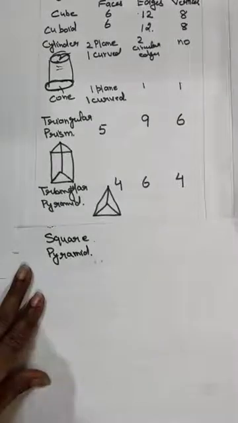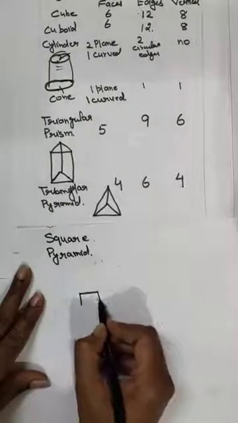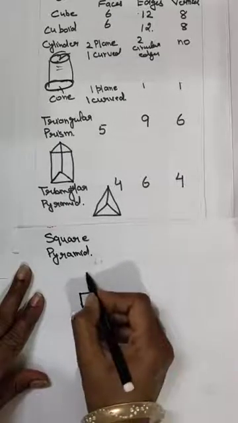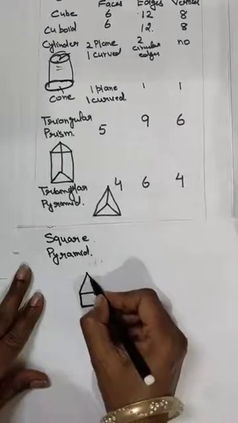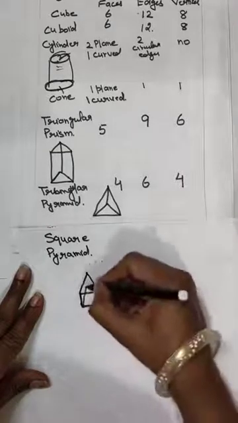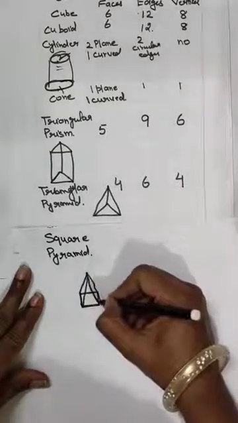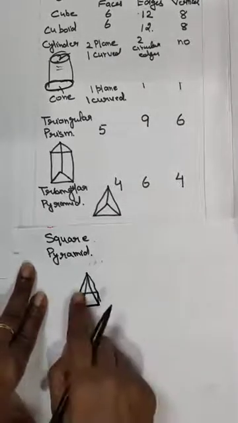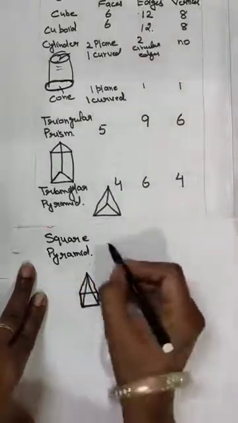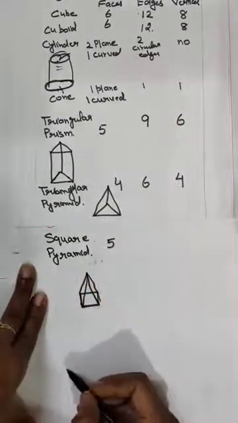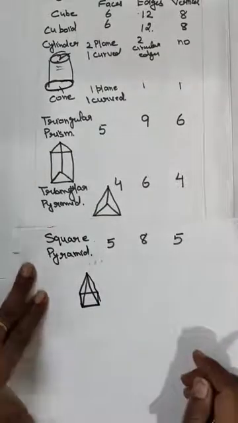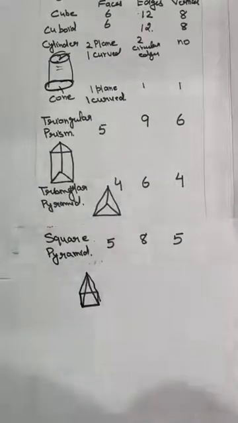After that we have done square pyramid. Square pyramid is square from base. It is square and join it like this. Okay, how many faces it has? 5. Okay, 4 from these sides and 1 is the base one. So it has 5 faces, 8 edges and 5 vertices, 5 corners. This all we have learned in this chapter.